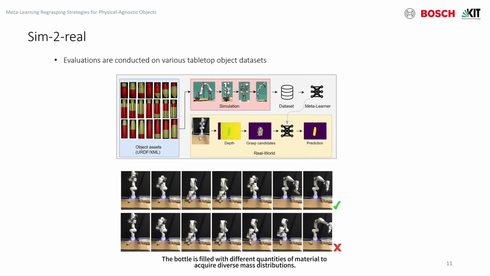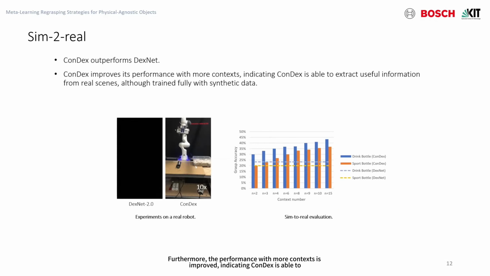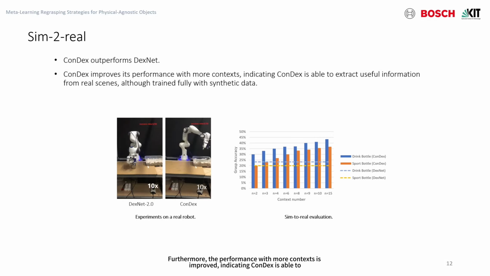The bottle is filled with different quantities of material to acquire diverse mass distributions. Condex outperforms DexNet significantly. Furthermore, the performance improves with more contexts, indicating Condex is able to extract useful information from real scenes, although trained fully with synthetic data.